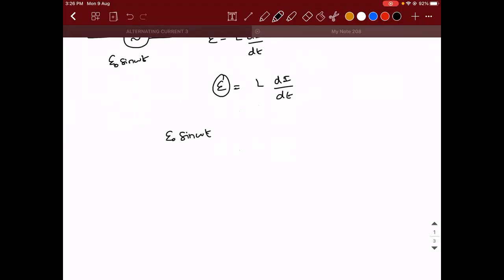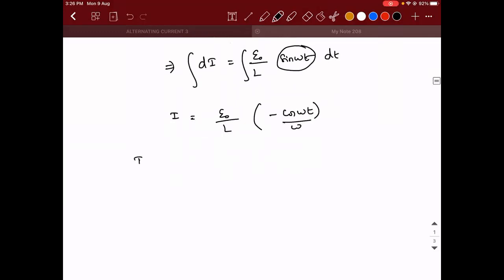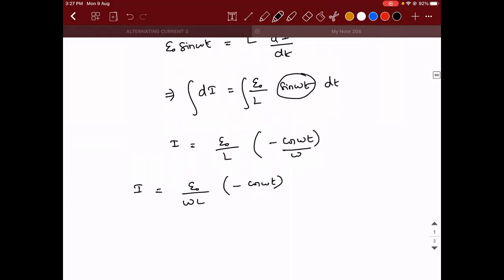It is E naught sine omega t is equal to L into di by dt, which implies di is equal to E naught divided by L into sine of omega t dt. Now, if I integrate on both the sides, I get I is equal to E naught divided by L into the integral of sine omega t, which is minus cos omega t, the whole divided by omega. Then I will be equal to E naught divided by omega L into minus cos omega t. So please make a note till this point.